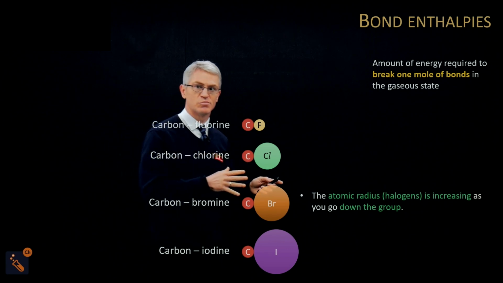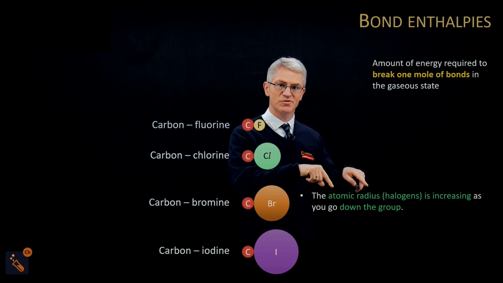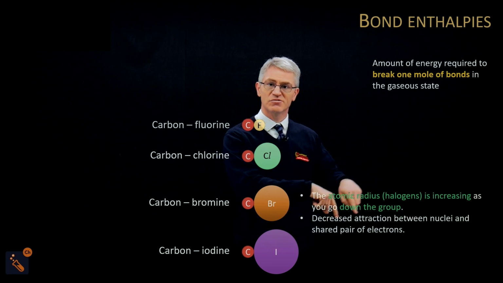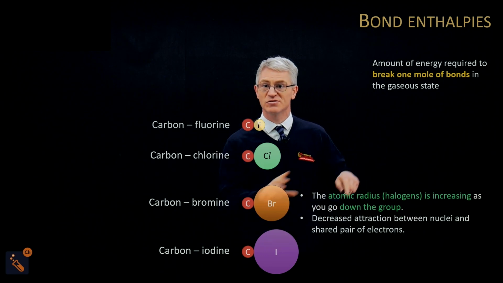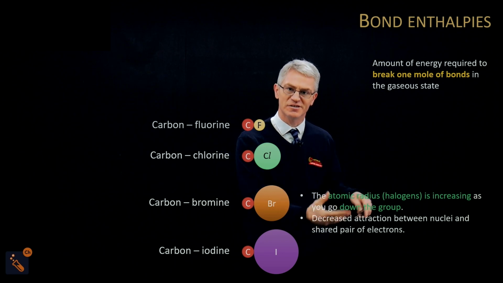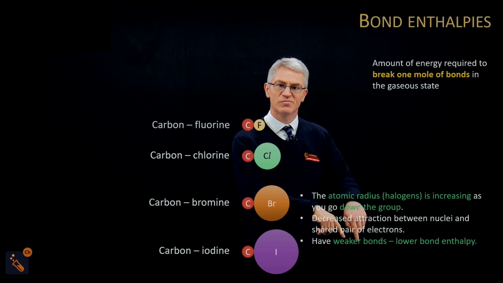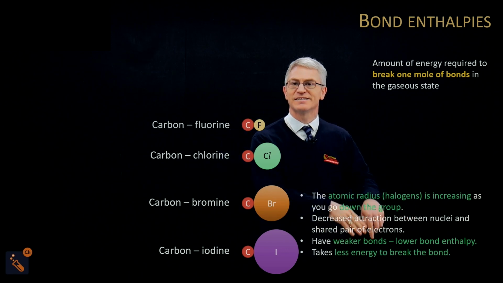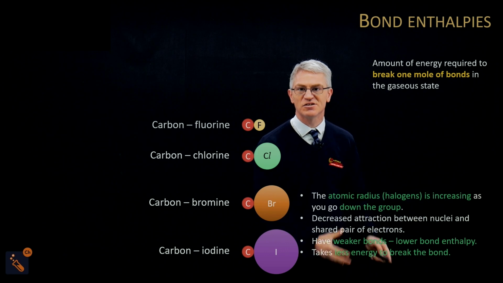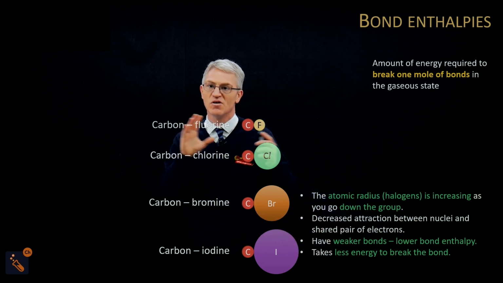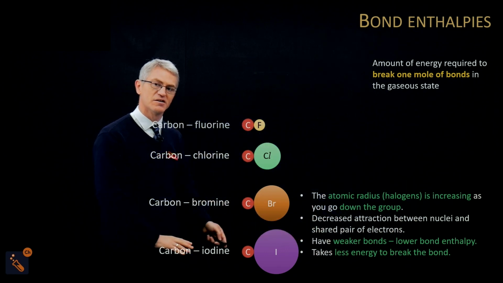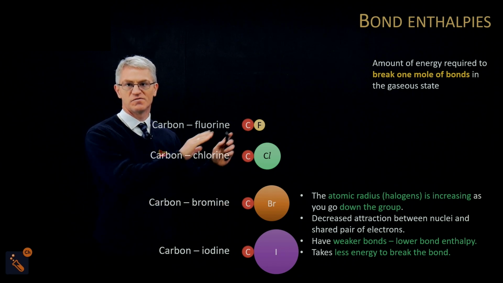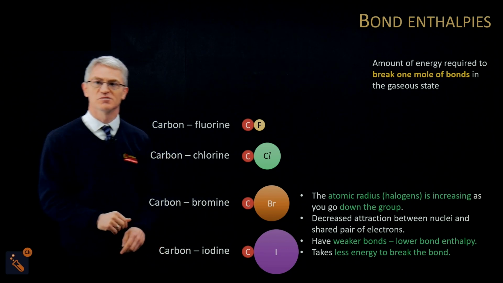So, exam point: the atomic radius is increasing. You're seeing it increasing right here as you go down the group. Decreased attraction between the nuclei and the shared pair of electrons. That doesn't always get you a mark, but it fully explains it. It means you have weaker bonds and a lower bond enthalpy, and therefore it takes less energy to break the bond. So these are your exam answers when it comes to why the bond enthalpy decreases as you go from fluorine, for example, all the way to iodine.